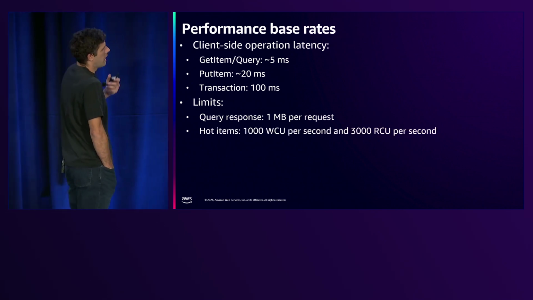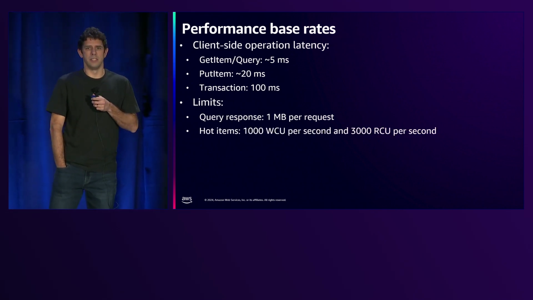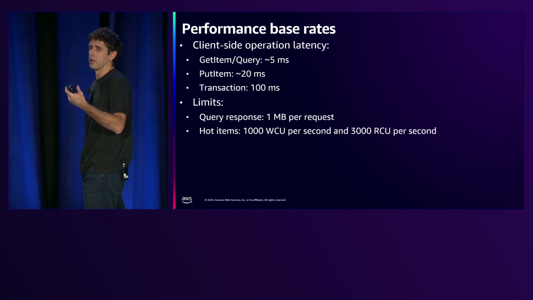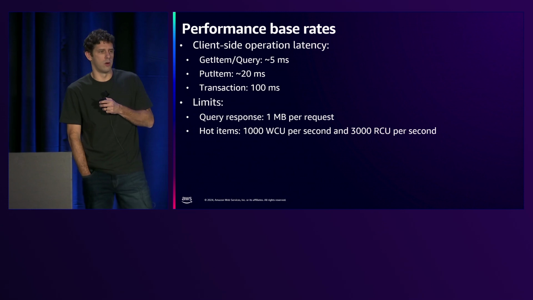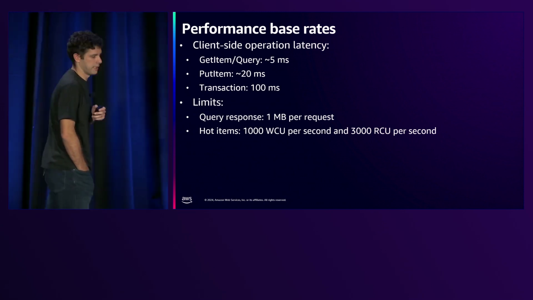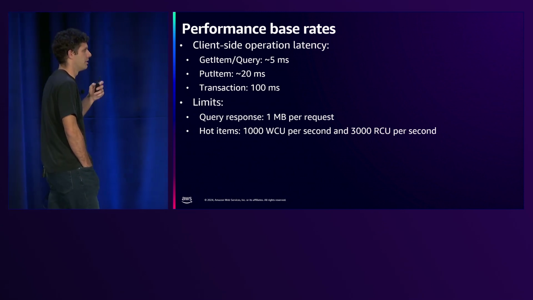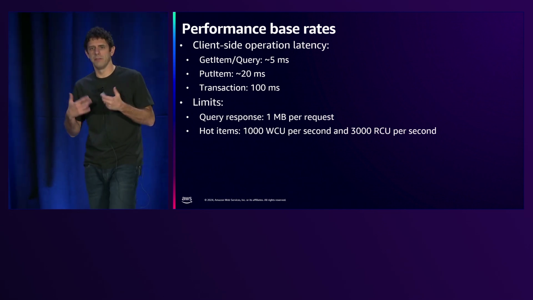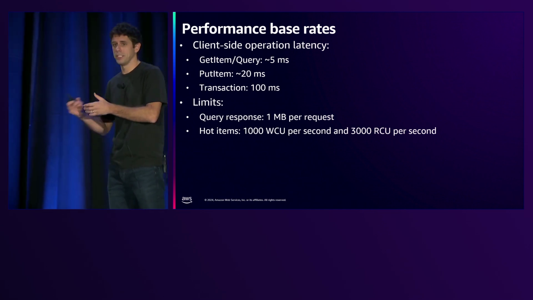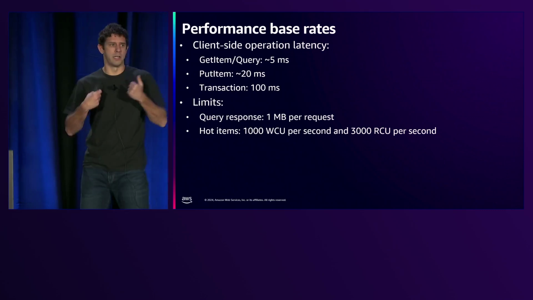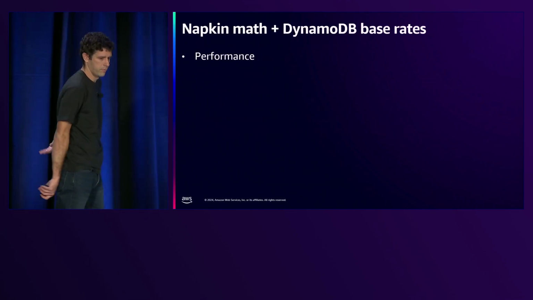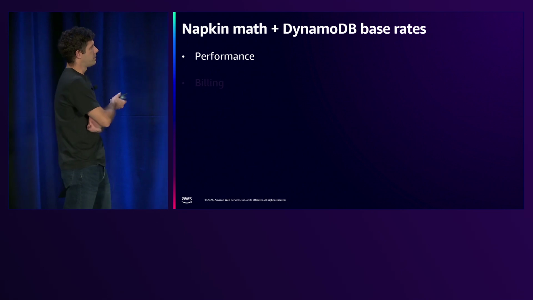Or if you have hot items or hot partitions in your data set, understand what the limits are and whether they fit with whatever SLO I'm providing to my users. A single Dynamo partition can do 1,000 write units and 3,000 read units per second, right? Can you fit in that, or do you need some caching, or some write buffering or write sharding, different things like that to help? So that's really nice for performance base rates.